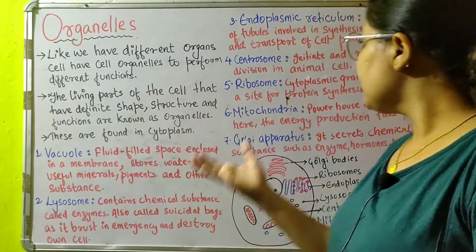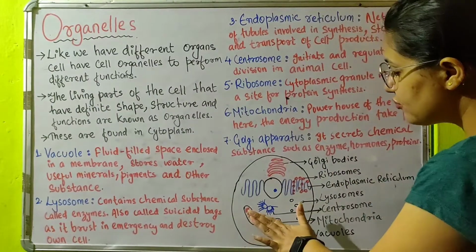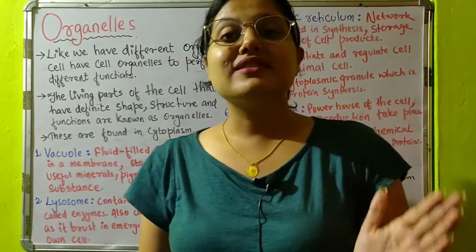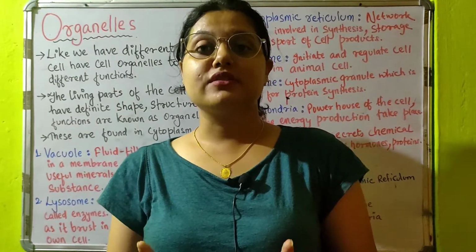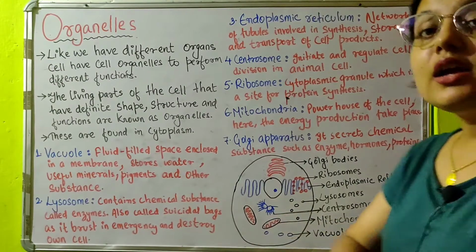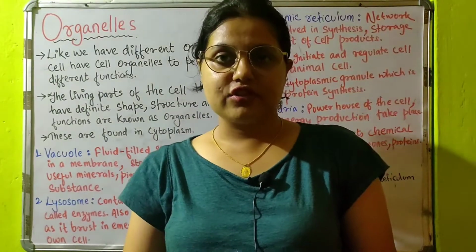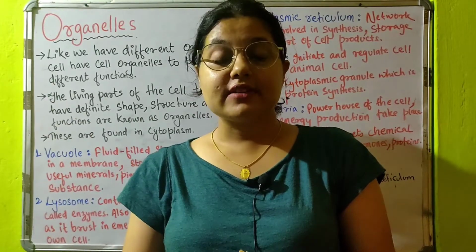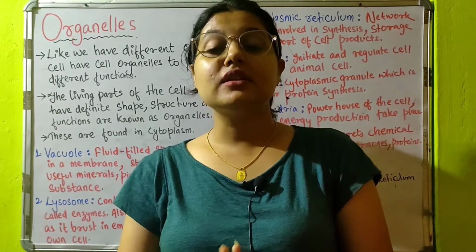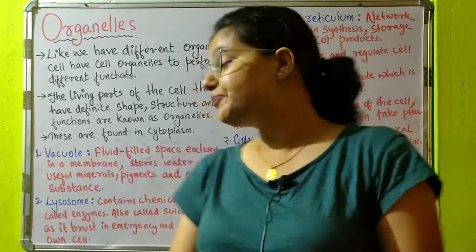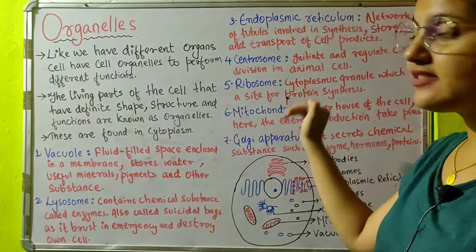Coming to the centrosome, it is this star-like thing. This is only present in animal cells; it is absent in plant cells. It helps in the process of cell division. It guides the cell throughout the process of division, as well as helping in the initiation of the cell division process.